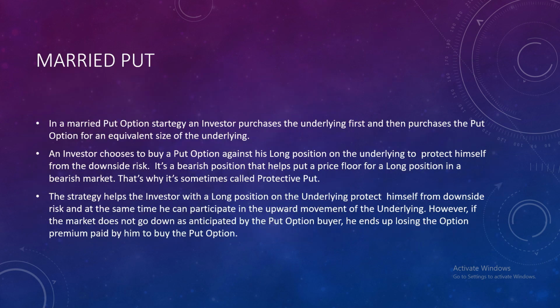Married put. In a married put option strategy, an investor purchases the underlying first and then purchases the put option for an equivalent size of the underlying. An investor chooses to buy a put option against his long position on the underlying to protect himself from the downside risk. It's a bearish position that helps put a price floor for a long position in a bearish market. That's why it's sometimes called protective put.